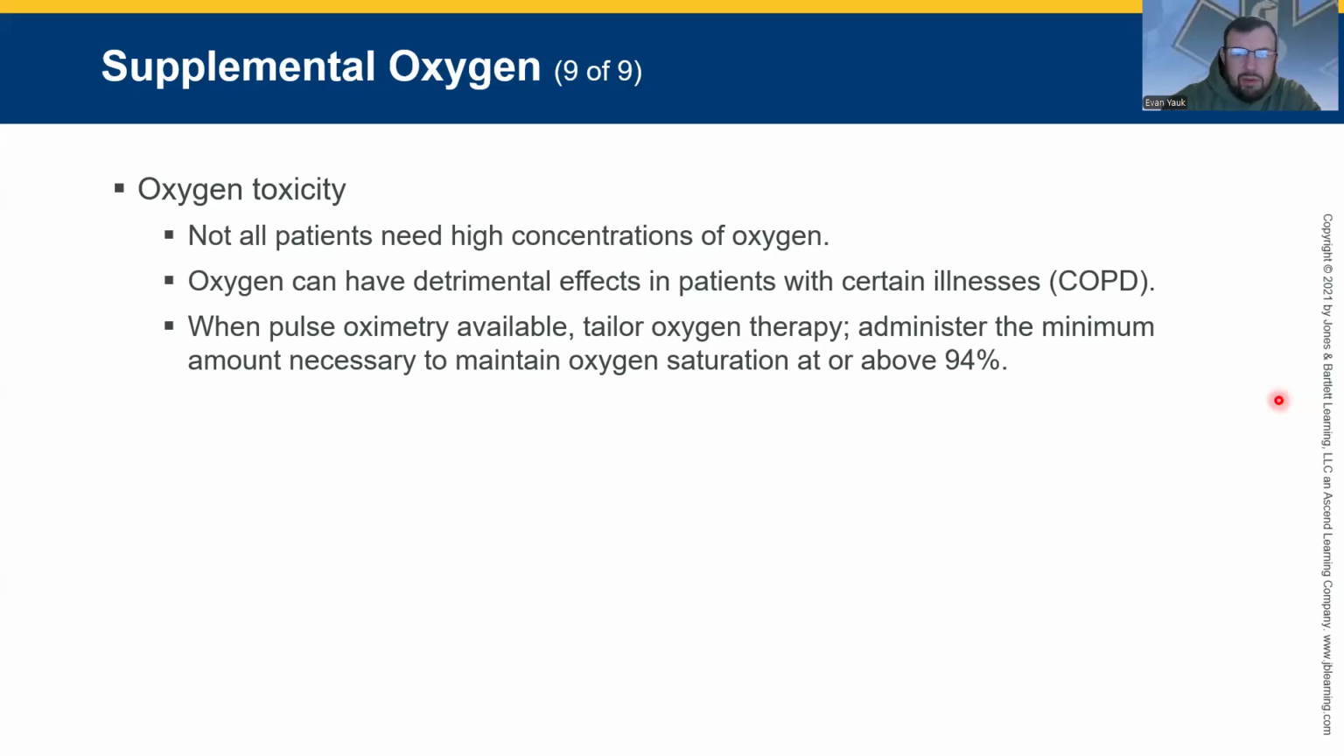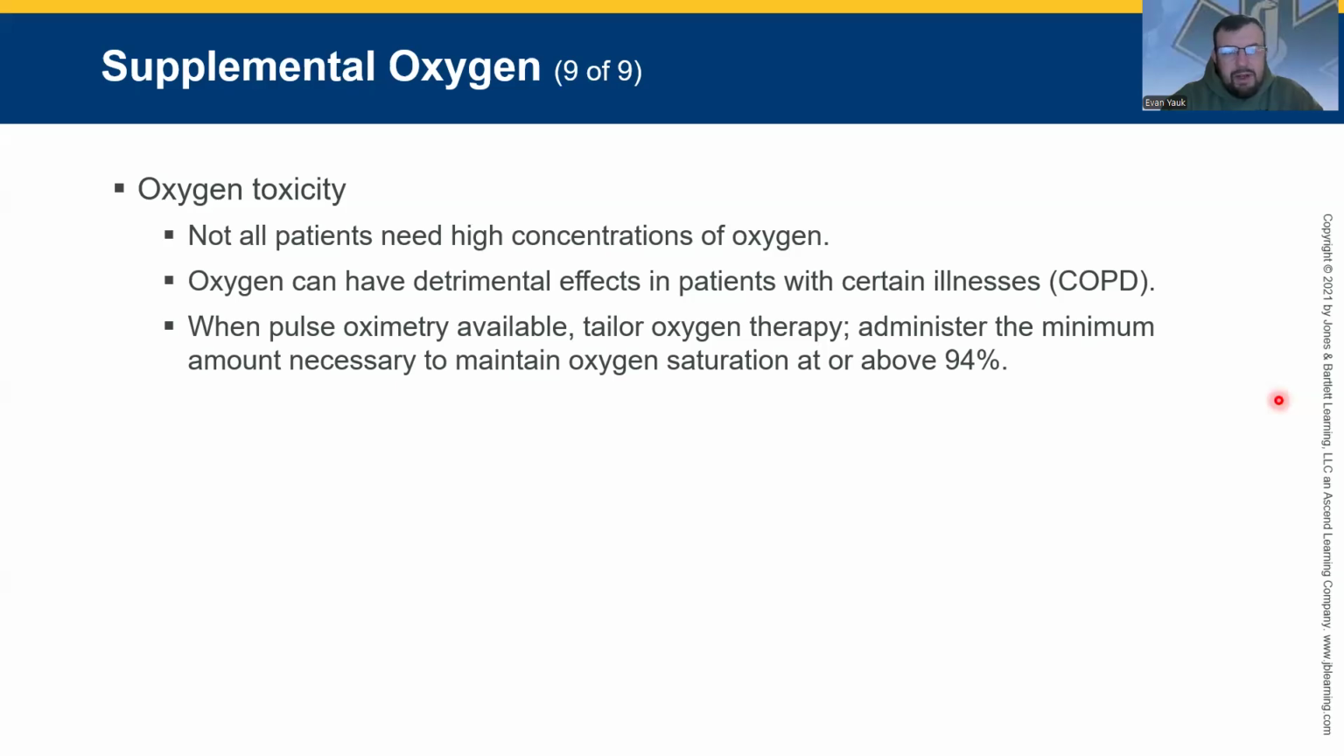91, 92, 93 is acceptable for COPD or anybody else in the natural world. 94 to 99% oxygen on that pulse ox is what we're shooting for. I like to start low, depending on my patient's condition. I treat my patient.